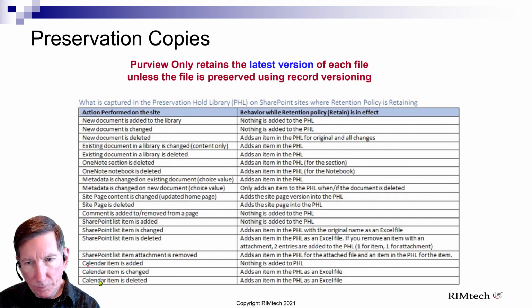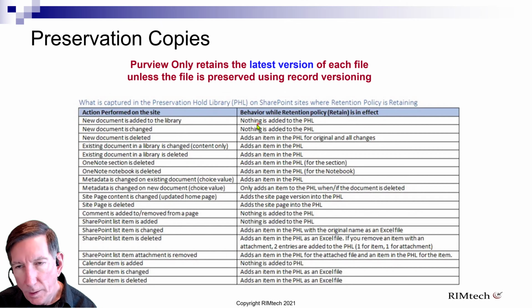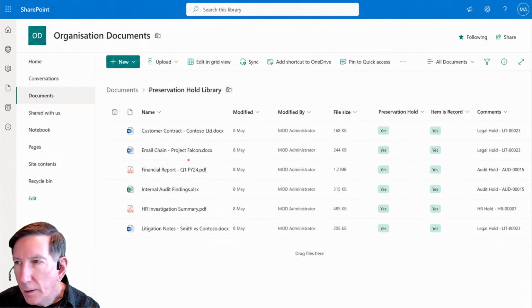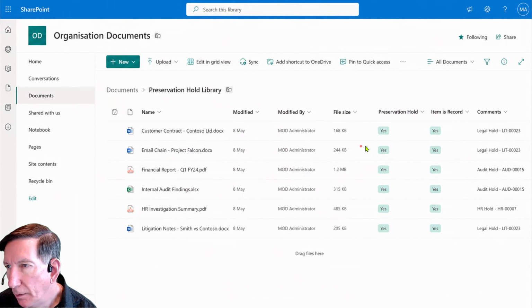So I'm not going to go through every single item in this table, of course, but you should be aware of it, and you should consult that table to find out what is created, when, and why. Okay, very important to know that because every preservation copy is a record that you have to deal with. This is a screenshot of the preservation hold library. Not a lot to see there, but you can see that every item is a record. Important point.